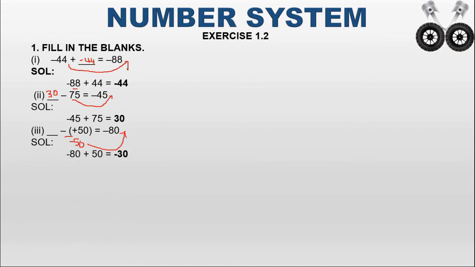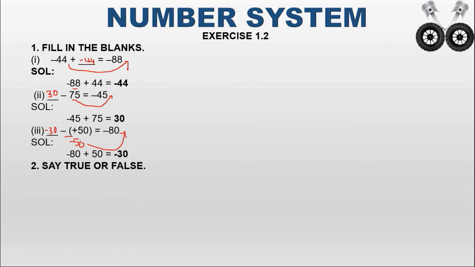These two integers have different signs, so we have to subtract. 80 minus 50 is equal to 30. The biggest number is 80, so the sign is negative. So you have to put it as minus 30. So the answer here is minus 30.